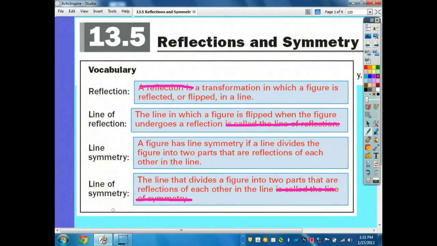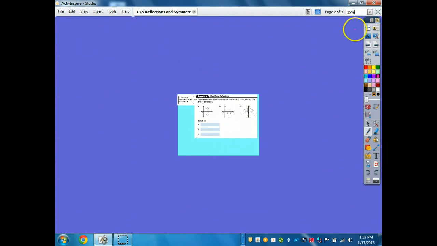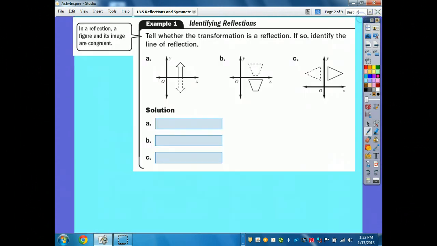So now that we've seen the reflections in the funny home videos, back to our notes. First example. You get the notes back to the right size. There we go. All right. It says, identifying reflections. In a reflection, a figure and its image are congruent. So, which they are.